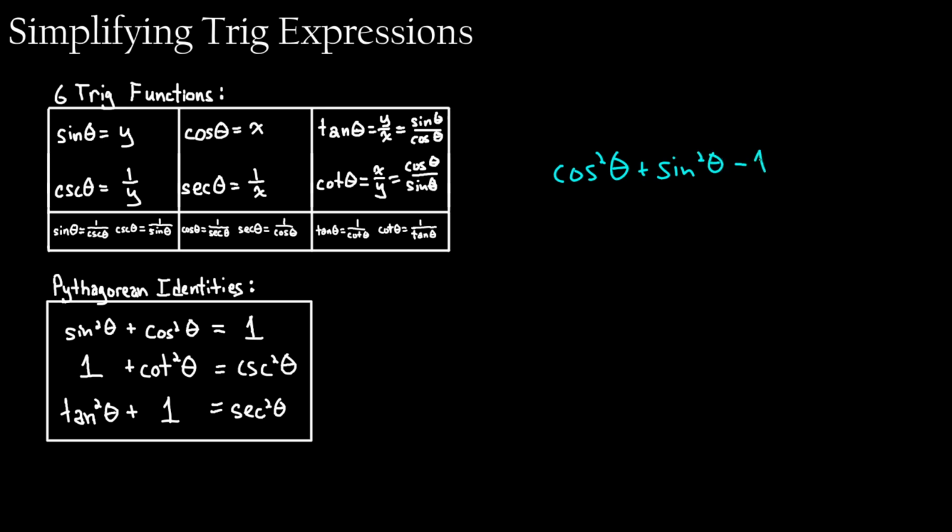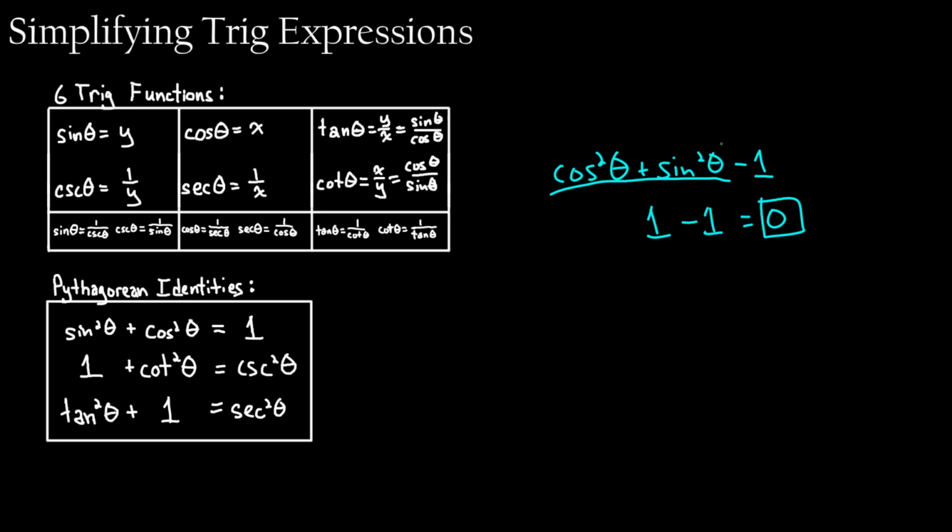minus 1. And again, whenever you see these squares, and this is not always going to be the case, I'm going to look to Pythagorean identities to see if I can use any of those. In this case, cosine squared theta plus sine squared theta, well, that's right here. Sine squared theta plus cosine squared theta is equal to 1. So let's go ahead and use that. So that is 1, and then I'm going to drop that down, 1 minus 1. And again, we get 0. So cosine squared theta plus sine squared theta minus 1 is actually equal to 0.